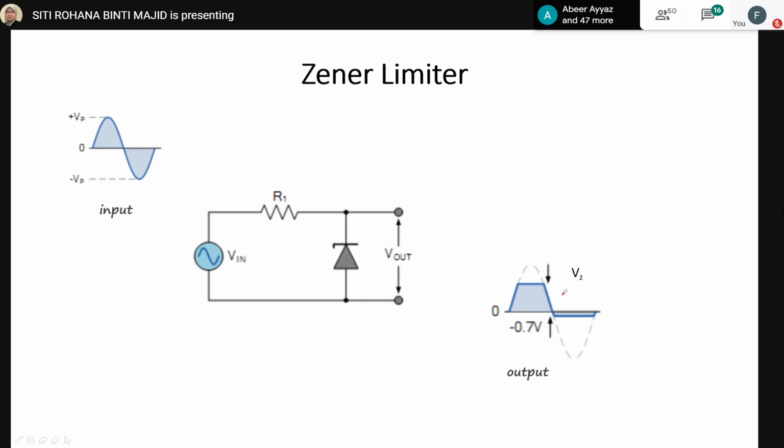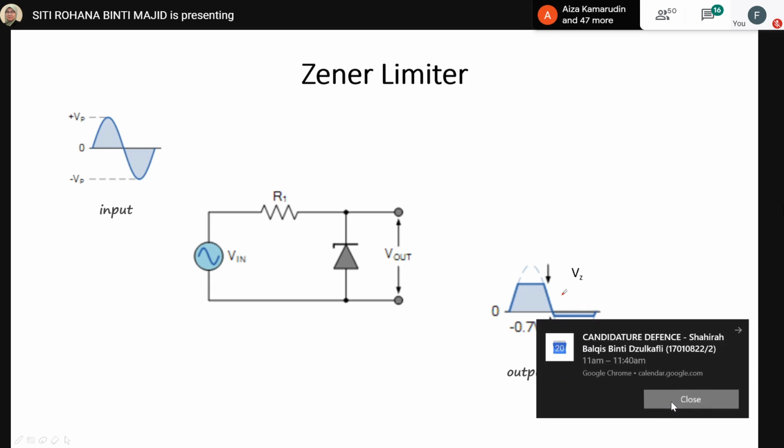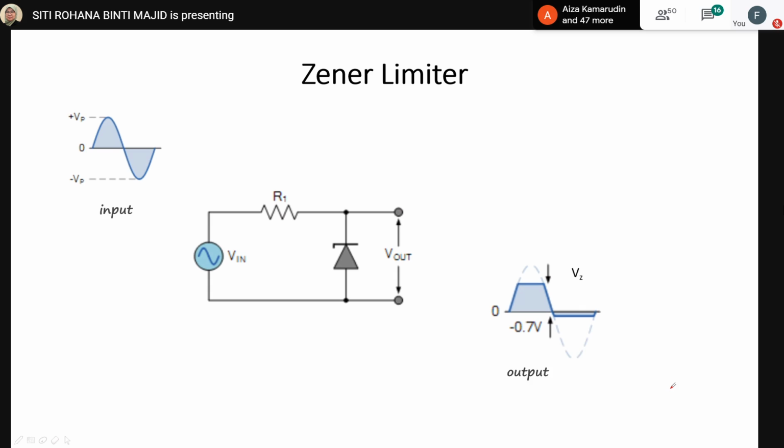Meanwhile, during the negative half cycle, the Zener will have the characteristic of a normal diode, which is the 0.7 volt junction value. That means at the negative part, the voltage will be clipped at negative 0.7 volt in the output waveform.